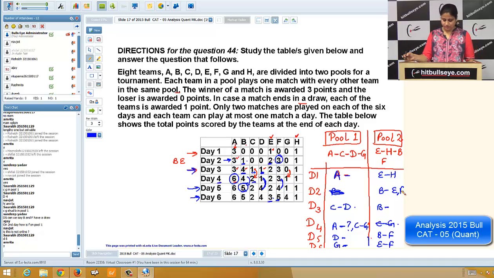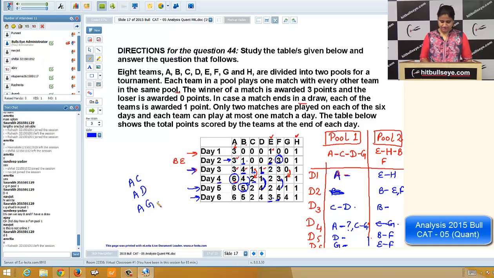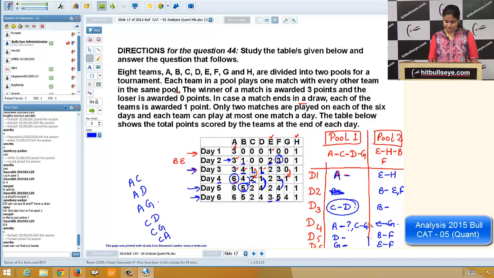Clear? Now, A can play a match with C, D and G. It should be AC, AD and AG. As well as C can play with CD, CG and CA. As you can see, CD we have used, CG we have used, we are left with CA only. It means we'll play a C with A.